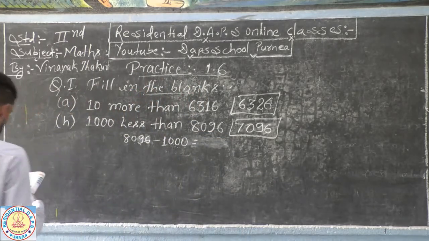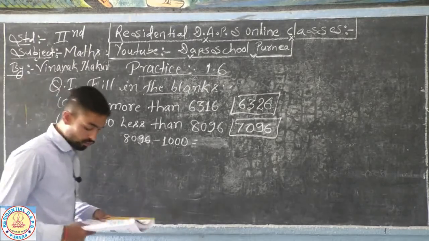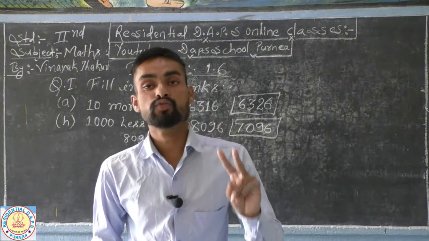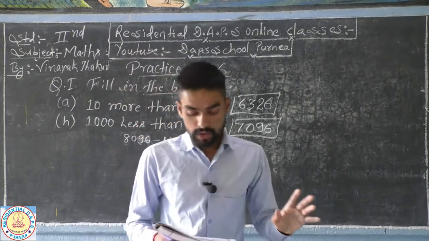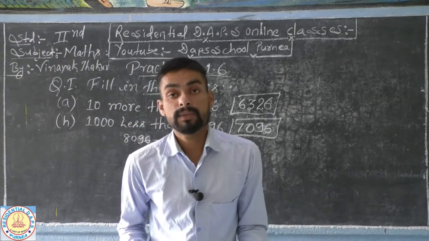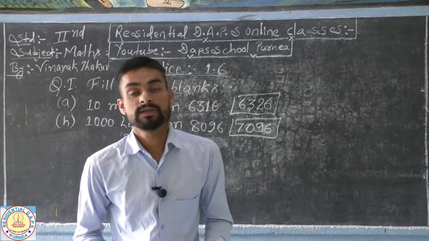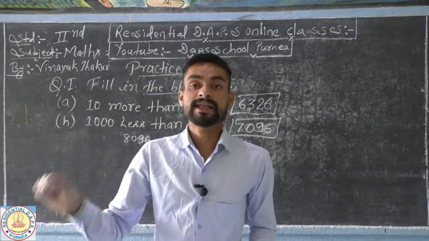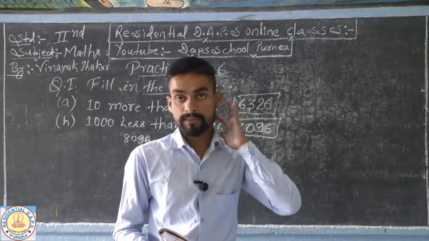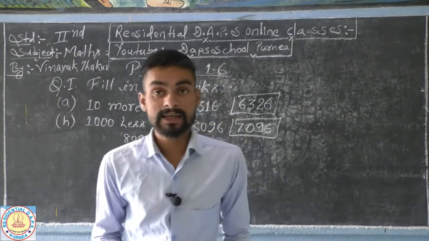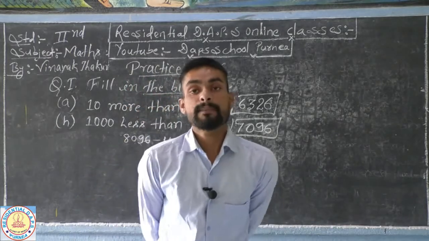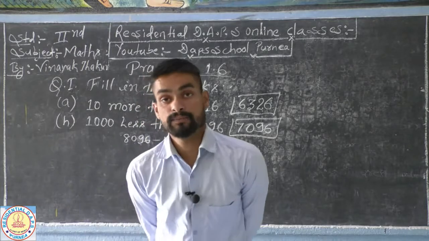Just remember the two terms, and I'm going for your question number 2. So guys, in your question number 2, in your practice set 1.6, you have to color the portion which is an even number with red color, and you have to color with green color the portion of odd numbers. You also know which number is odd and which number is even.